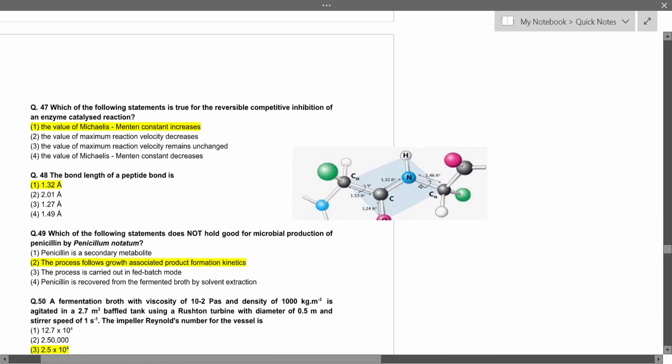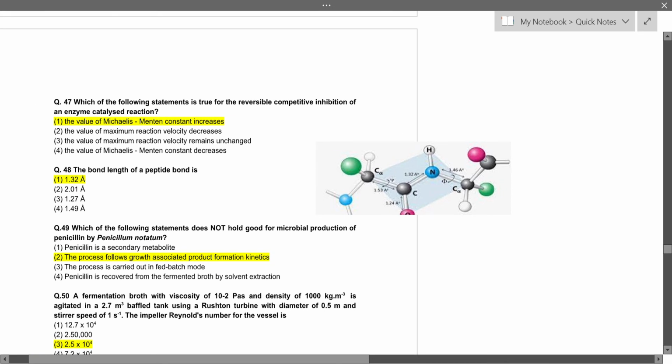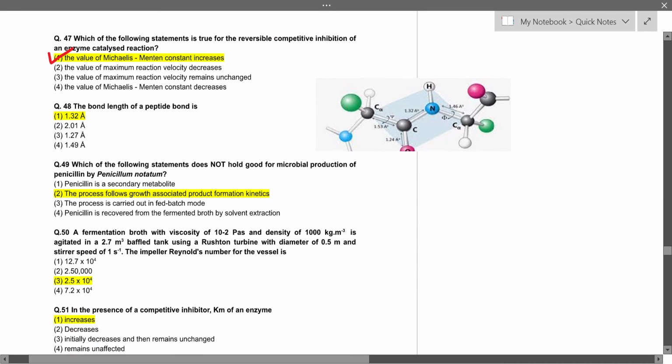Which one of the following statements is true for the reversible competitive inhibition of enzyme catalyzed reaction? So the correct option is the value of Michaelis-Menten constant increases. Okay. The bond length of peptide bond is, this is again a conceptual question, 1.32 Angstrom. Here it is 1.32 Angstrom between the carbon and the nitrogen. The bond is called as peptide bond and the bond length is 1.32 Angstrom.